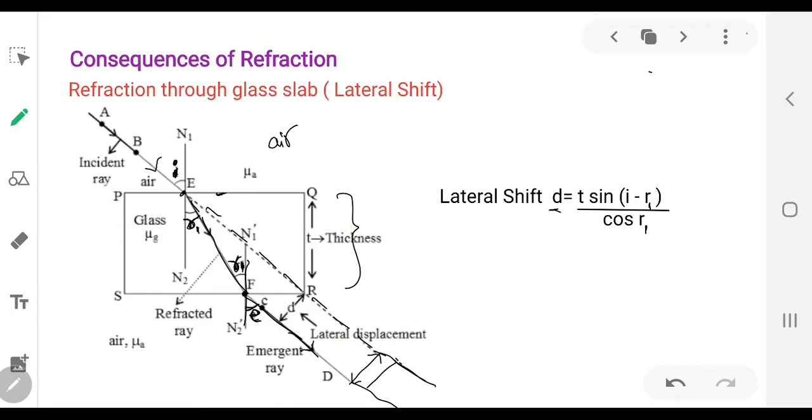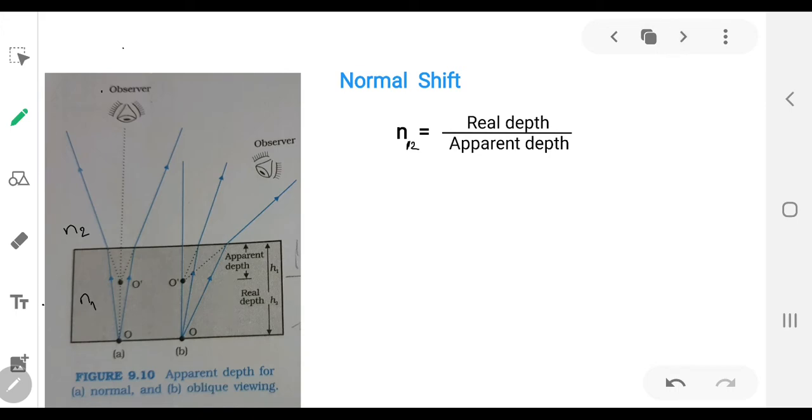The second consequence is normal shift. Most of the time you have seen a water filled swimming pool. If you see the swimming pool filled with water, the base of the swimming pool appears to be raised. It appears the base of the swimming pool is nearer. So the apparent shift has taken place. Another example is if you place a coin in a water filled bucket, the coin appears to be raised. So there is a shift.